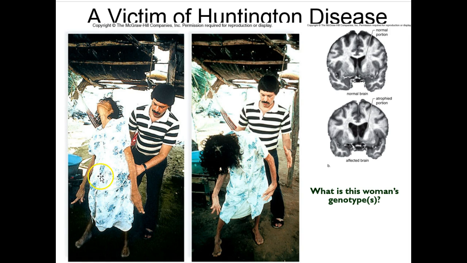It's usually something that pops up around your 40s or 50s and causes problems. And you can see what a normal brain looks like and what an affected brain looks like. We'll talk more about this in 201.